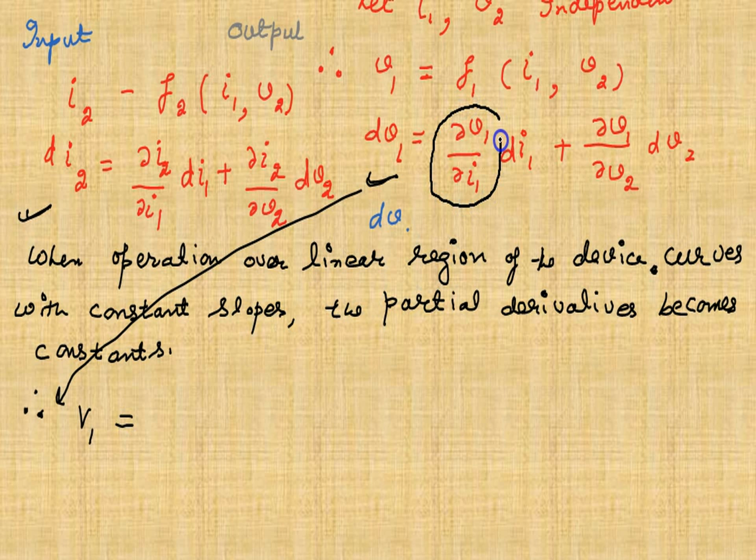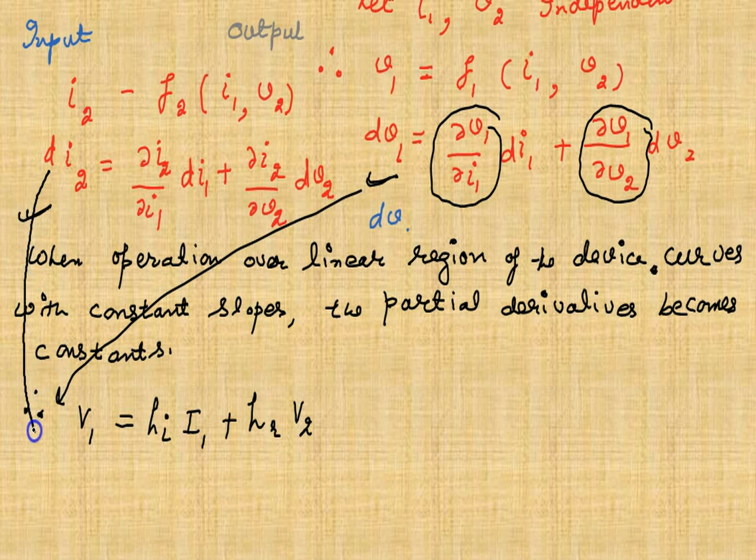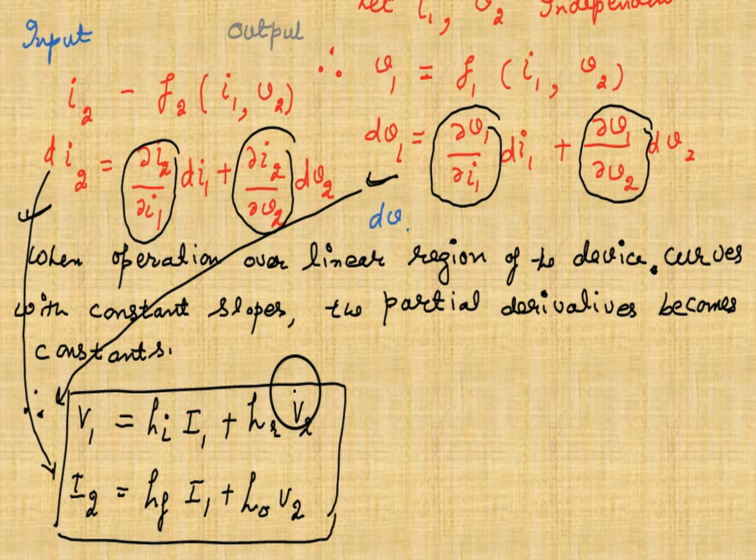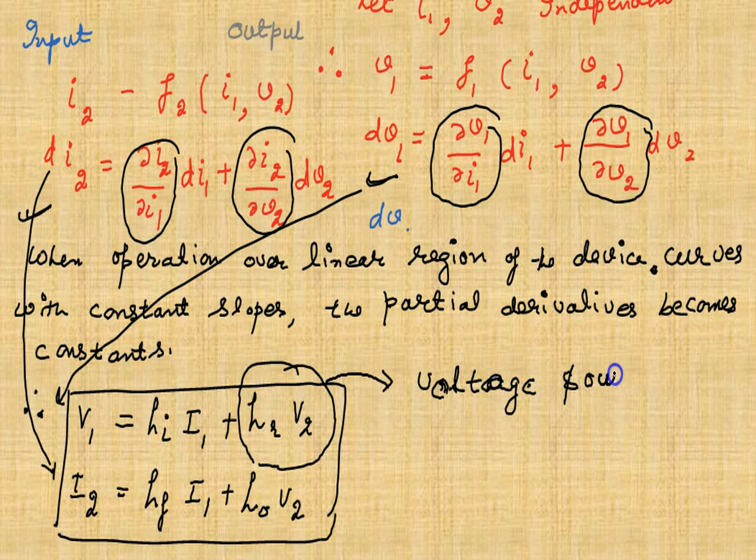V1 equals curly V1 over curly I1, which is HI, into I1, plus curly V1 over curly V2, HR meaning reverse voltage ratio, into V2. This I2 over I1 is the forward current ratio. Curly I2 over curly V2 is the output admittance into V2. This is the H parameter equation. Here HR V2 is a voltage source, because all terms are voltages. All terms are currents, so HF I1 is a current source.